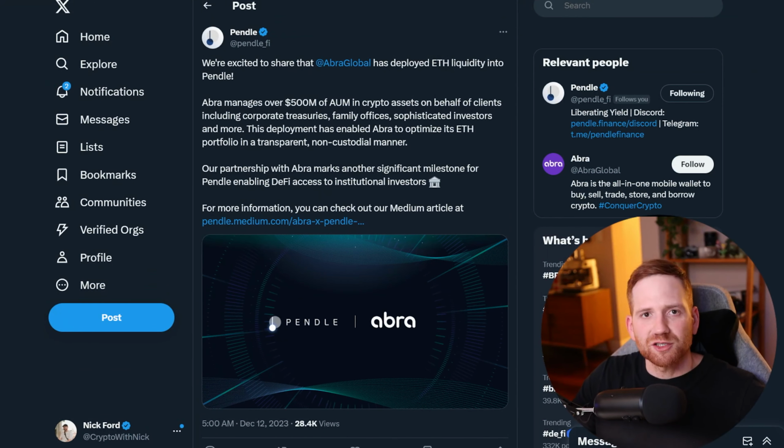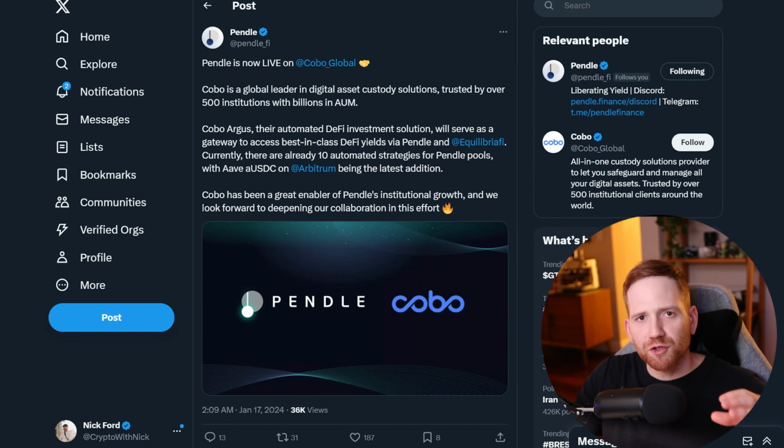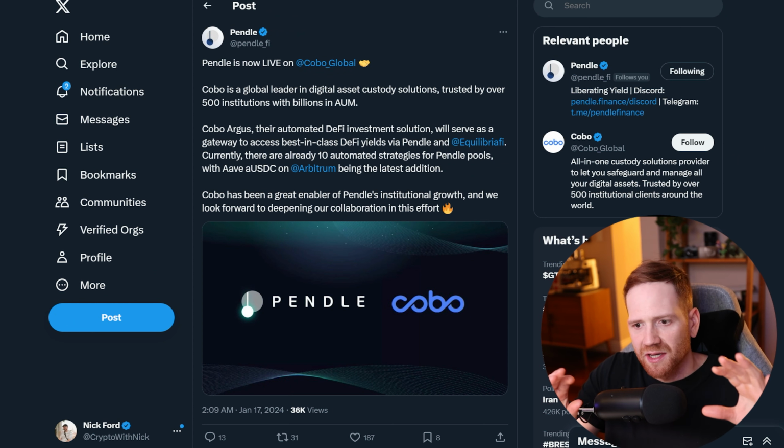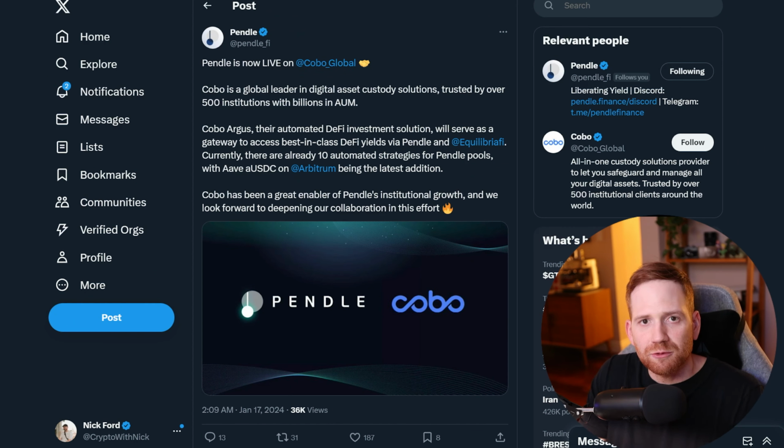In the traditional finance world, these institutions trade trillions of dollars of these assets. And so what's exciting to see is Pendle is working with these same institutions to bring them on chain, like Abra Global, who manages over $500 million in assets under management. They've also partnered with Koba Global, which again is trusted by over 500 institutions, billions of dollars in assets under management, and is helping manage their different yield strategies.